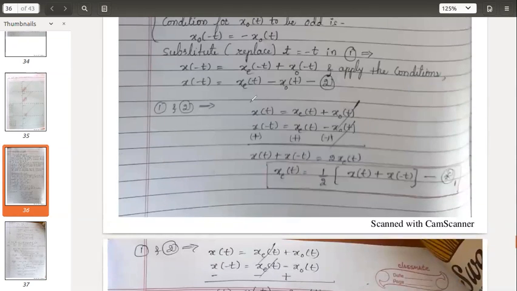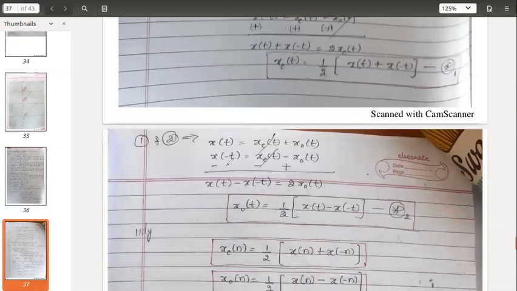Similarly, in the first case, I have added and got xe. Now I want xo. For that, I need to change the signs, so I will subtract the equations. I have written the first equation and second equation one below the other, then I will subtract them. If I subtract, minus of minus will become plus. So x of t minus x of minus t on the LHS is equal to, this time if I subtract, plus minus gets cancelled. This will become 2 times xo of t.